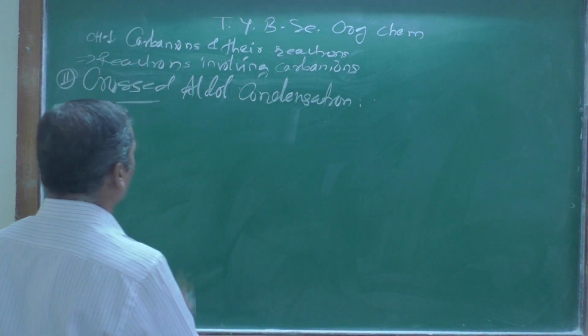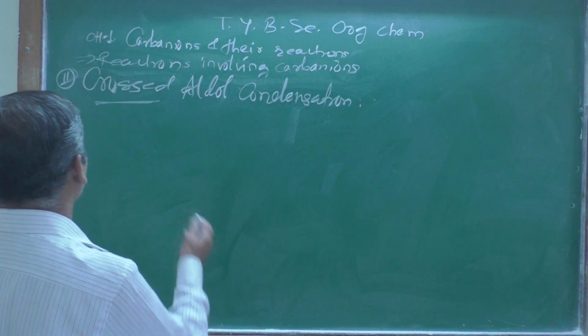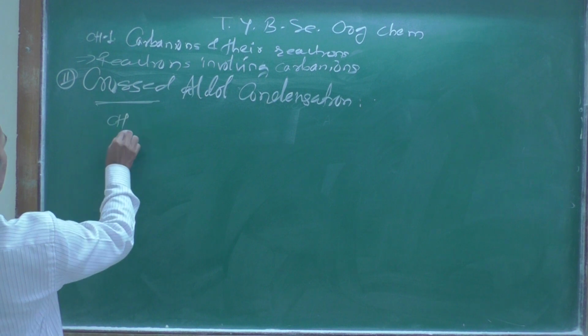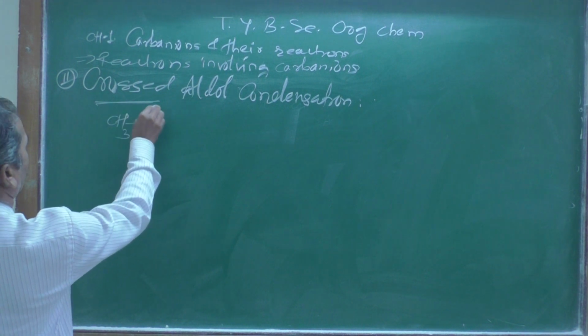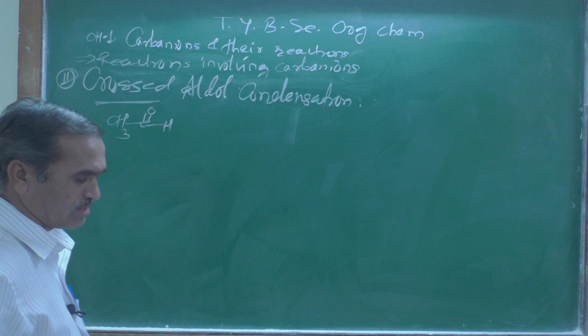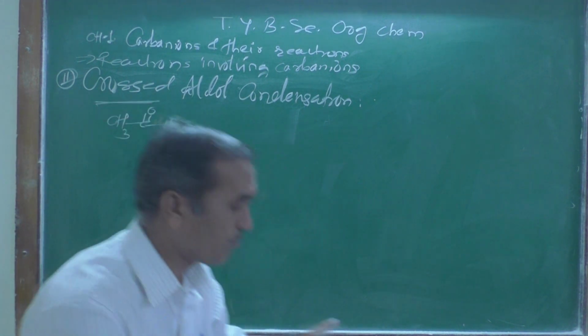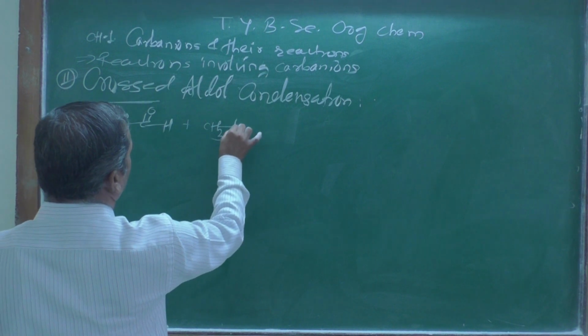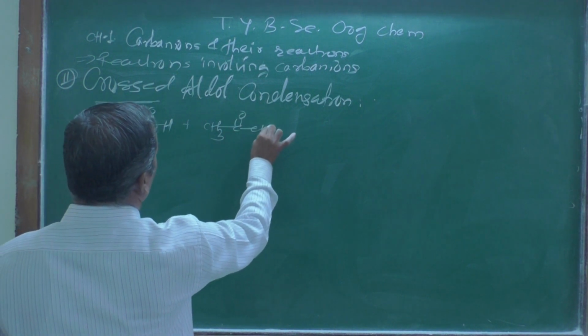Suppose, let me tell you with an example. Suppose we have a starting compound, CH3 C double bond O. One I am taking is acetaldehyde. Another molecule I am taking over here is acetone, CH3 C double bond O and CH3.